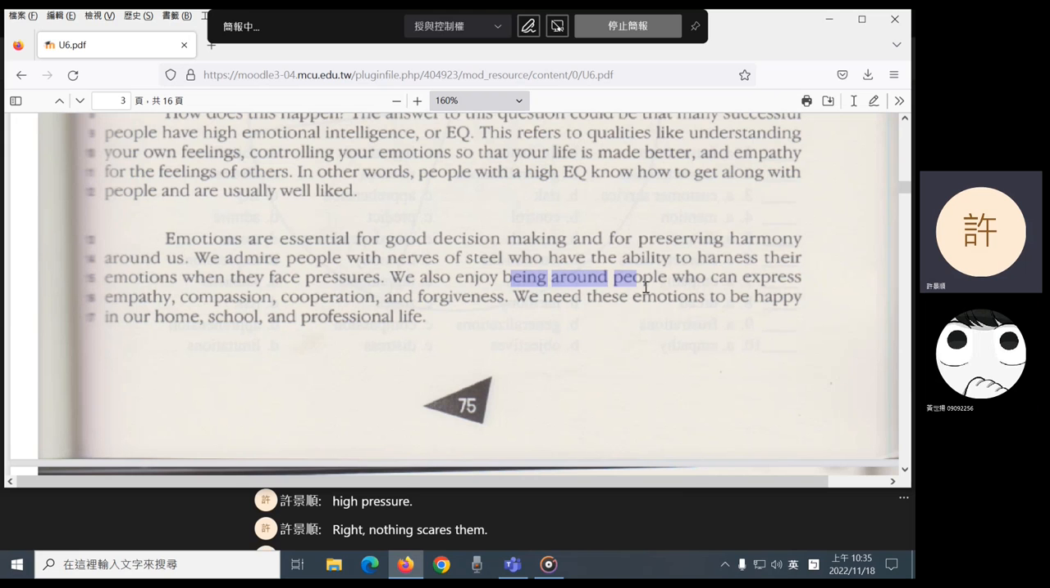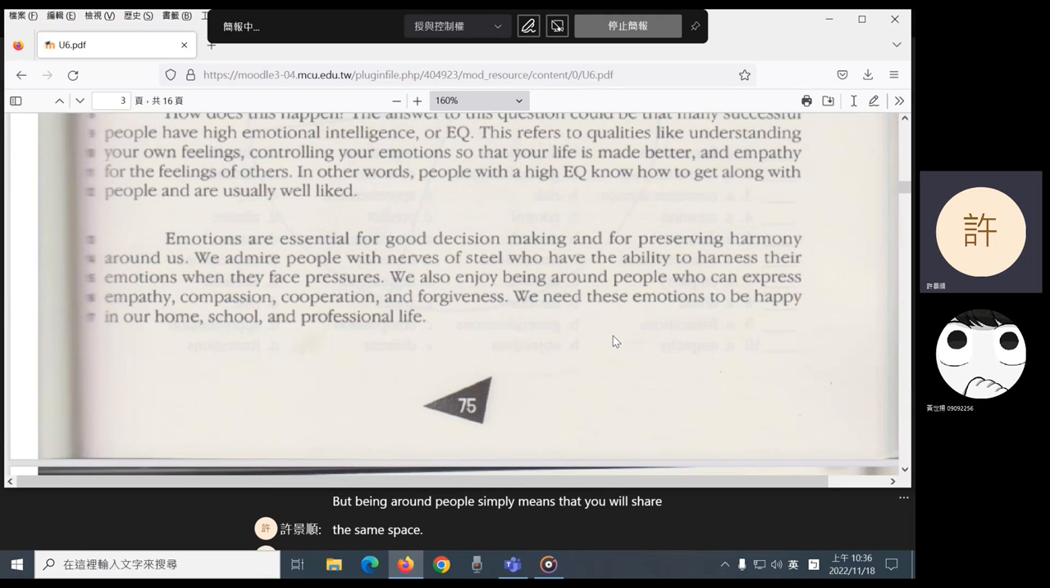To be around people, which means to hang out with people, to spend time with people. But this phrase is more vague, 比较模糊, right? When you say you spend time with people or you hang out with people, that usually means that you are doing something together. But being around people simply means that you share the same space.